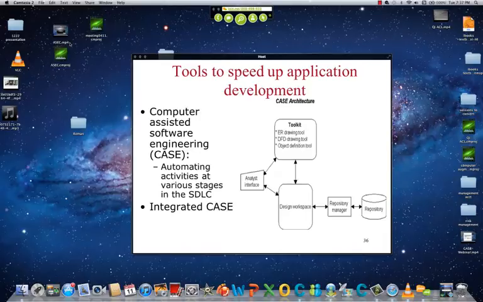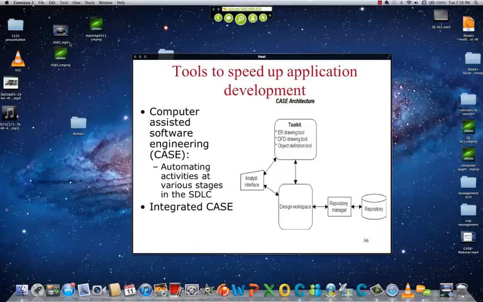Another thing is integrated CASE, which is even better than this CASE. If you create this ER diagram, and DFD, it automatically creates a table for you. So you don't have to design a table. It will do it for you. Moreover, it can also do the implementation of the table. It can create a table structure in your database management system. So again, you automate things. You just do the design, and most of the things will be done for you. Basically it reduces the work that you need to do.